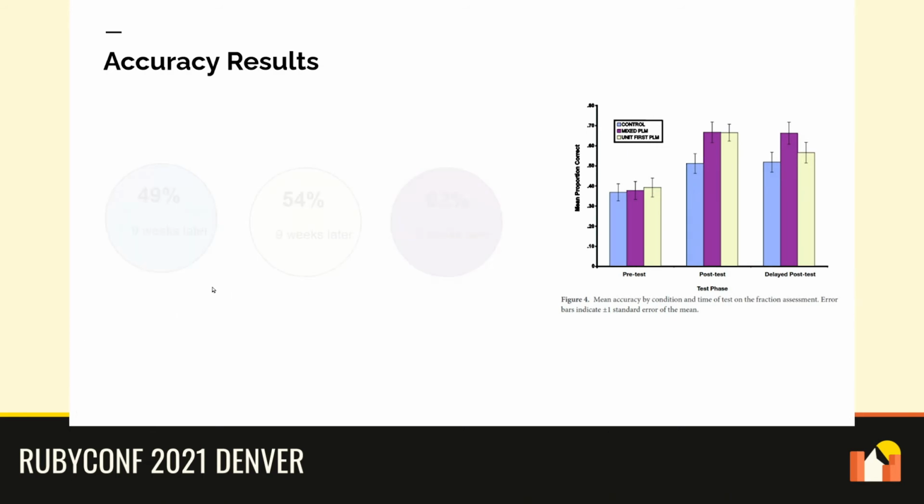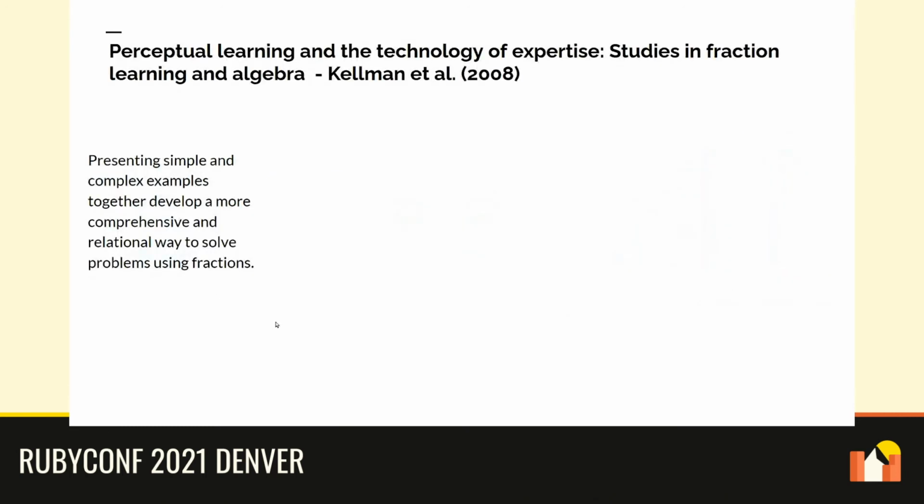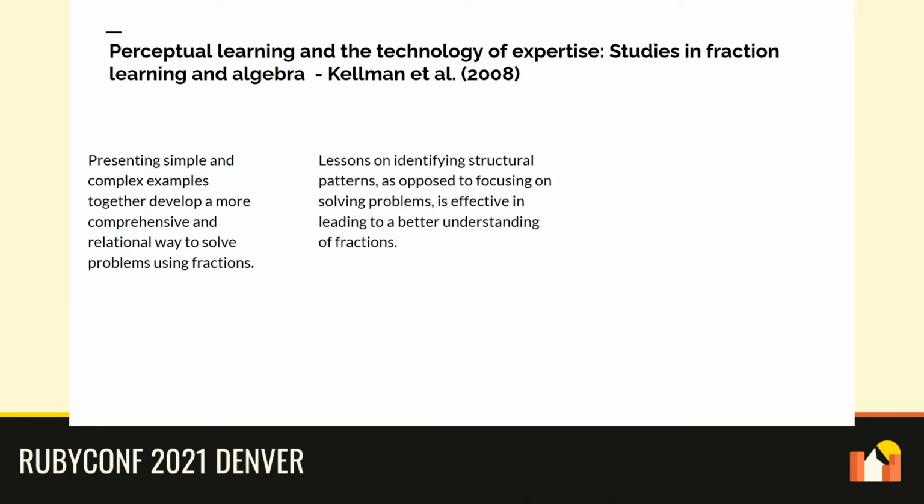So the results show that presenting simple and complex examples together helps the students develop a more comprehensive and relational way to solve problems using fractions. The lessons on identifying structural patterns, as opposed to focusing on solving problems, are effective in leading to a better understanding of fractions. And supplementing lessons with perceptual learning training shows significant learning gains. And I wanted to just point out here that perceptual learning is a supplement to educational formats. It's not a total replacement.